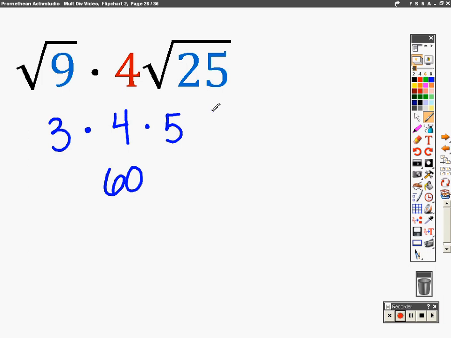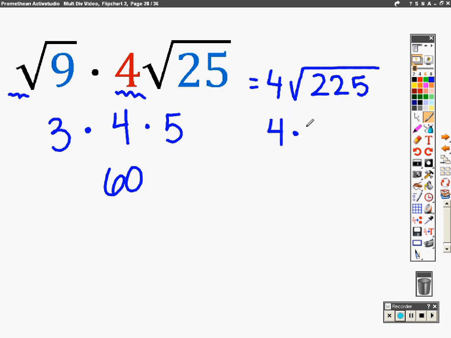Let's try it a different way. Remember that the insides multiply and the outsides multiply. So my outside numbers are 4 and, well, that invisible 1. So we get 4 radical. The inside numbers are 25 and 9. That multiplies to 225, and 225 is a perfect square. So this is equivalent to 4 times 15, which is 60. Isn't math fantabulous?